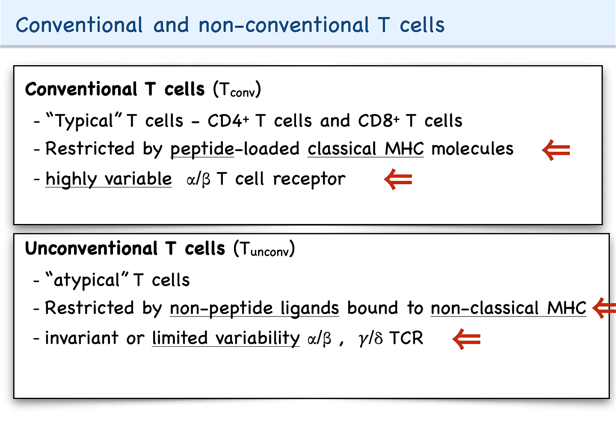Different to this are the unconventional T cells. By comparison to the conventional T cells, they are also called atypical or non-classical T cells. Remember, this is simply because they were discovered later. They are restricted by non-peptide ligands that are bound to non-classical MHC molecules. Their T cell receptor can be either alpha-beta or gamma-delta, depending on which unconventional T cell type you are talking about. And this T cell receptor has either a limited variability or basically it is invariant, depending again on the type of unconventional T cells.